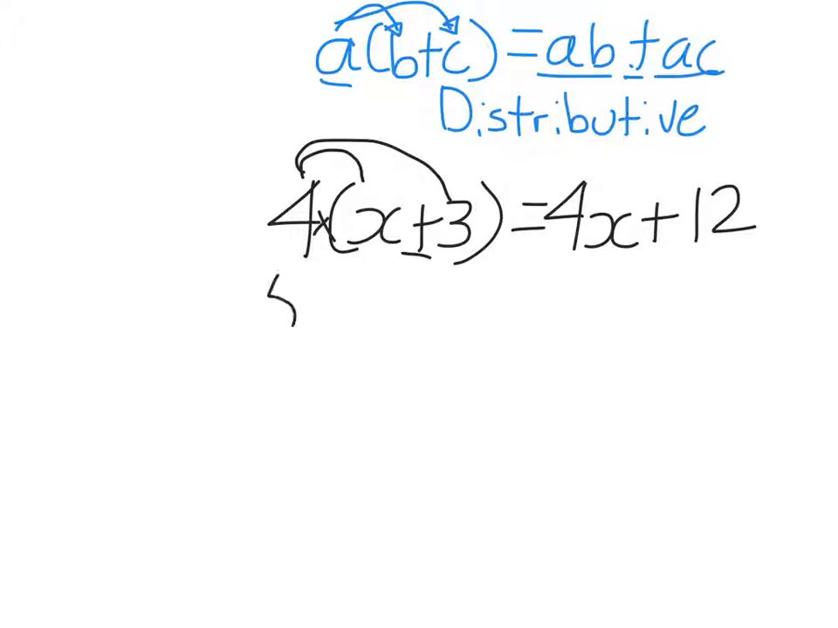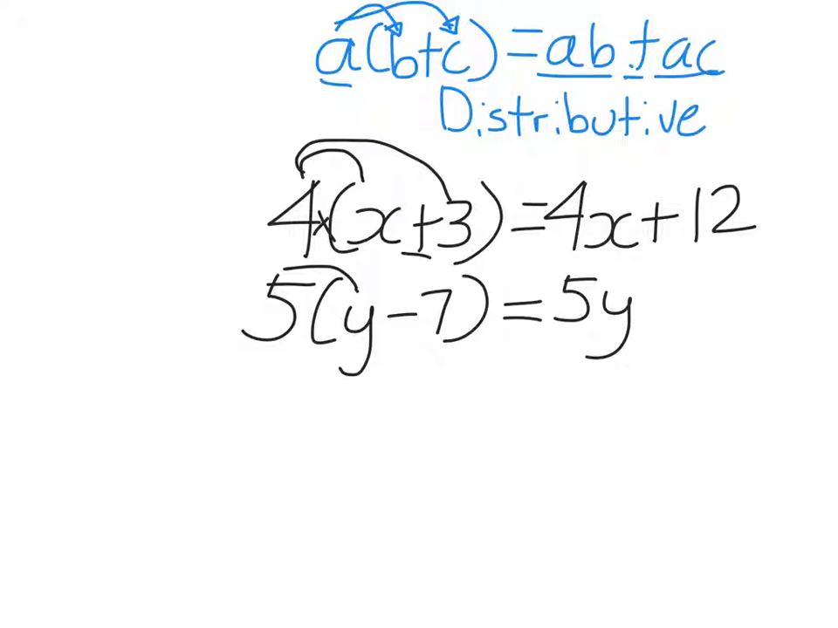Let's say I have 5 outside of y minus 7. So a big mistake people make is they remember to multiply the 5 by the first thing, 5y, but then they say, oh yeah, it's 5y minus 7, and they forget to multiply this 5 by the second thing. This second term inside the brackets must also be multiplied by 5. So 5y minus 7 is wrong. The correct answer is 5y minus 35, and there's a minus sign here because there was one there.